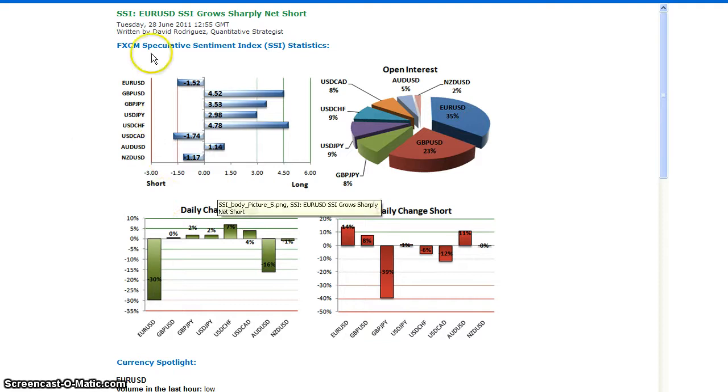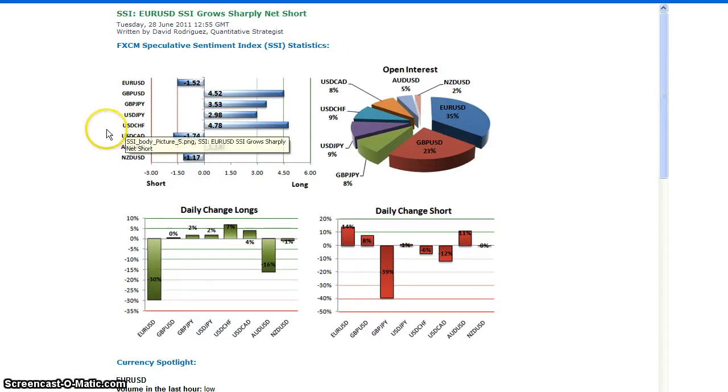I wanted to show you guys a setup I had going this morning. I actually submitted a video, but the audio was too low, so I'm going to just do it again. I'll show you the setup, and now the trade is actually executed, so we'll go over that, see where it's at. It's based on the FXCM SSI statistics and the daily trend. We're going to be looking at the dollar franc.